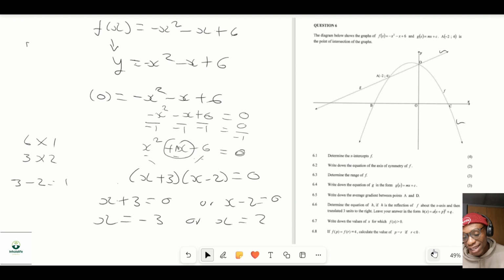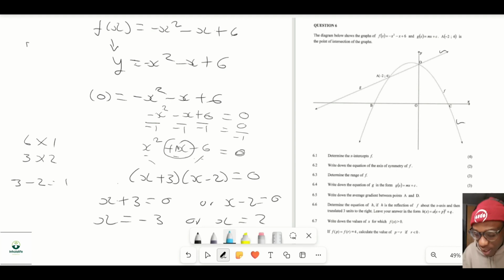But in this case, you have to identify on this graph where your x-intercepts are, like where's your -3 and where's your 2. So let's check. I'm going to change the color. Let's change to blue, right? On this side of the Cartesian plane, we have negative x. On this side, we have positive x. And you go back here.